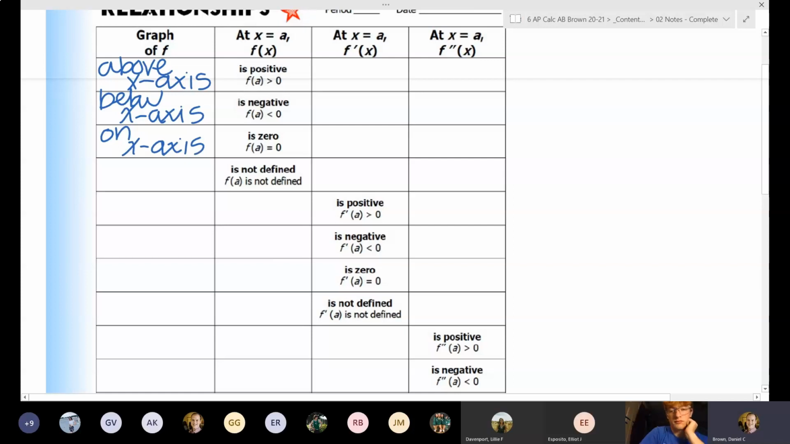And then if I just say that f of a is not defined, that can mean several different things. We could have some sort of discontinuity. And of course, those discontinuities could possibly be a jump. It might be a hole, or it might be a vertical asymptote. We don't know if I just give you that information. The only thing we know for certain is that f of a is not defined.